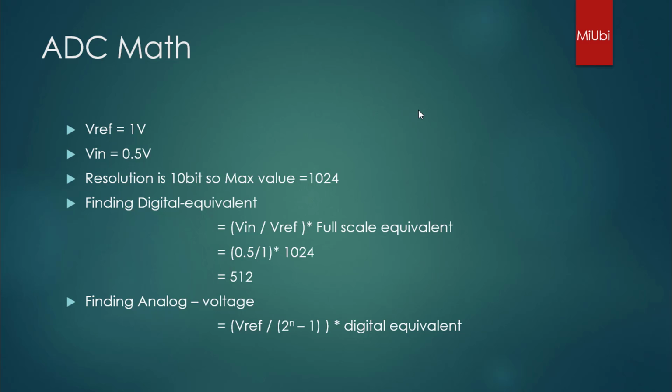And how would you find the analog value? You can do the reverse math, where you divide your V reference value by the total number of values which can come, which gives you the precision of a single bit. You multiply it with the digital equivalent, and you will get the input voltage.